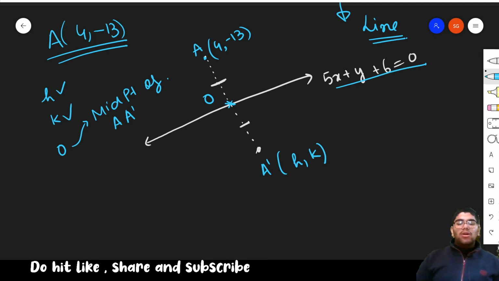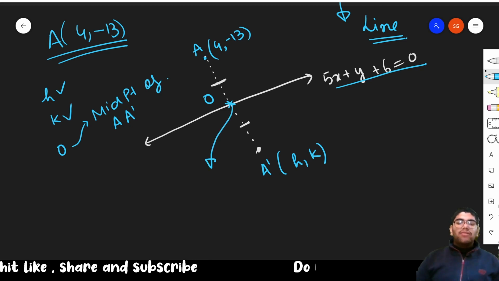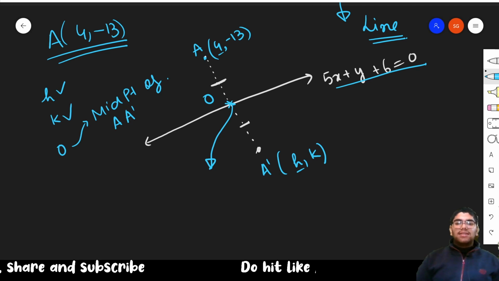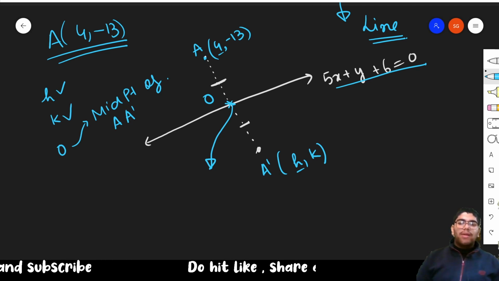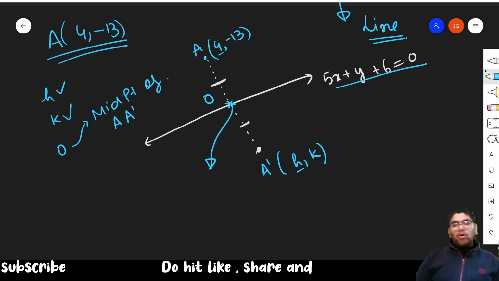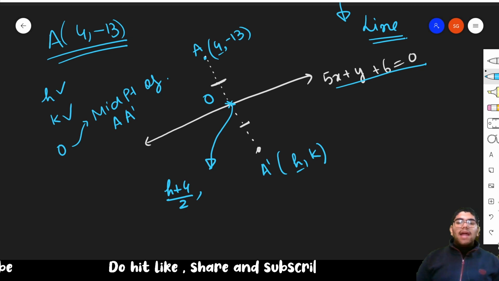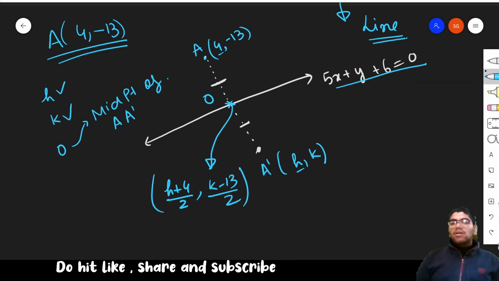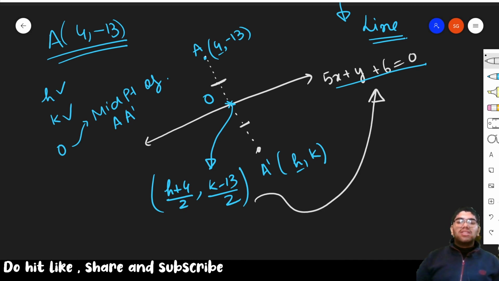And of course the logic is straightforward, we will apply the midpoint formula. तो मिड पॉइंट फॉर्मूला क्या कहता है कि हम क्या करेंगे, देखो x को x से जोड़ के डिवाइड बाय 2 और y को y से जोड़ के डिवाइड बाय 2. So the coordinates of point O will be simply h plus 4 by 2 and the coordinate will be k minus 13 by 2. Now the fascinating thing about this is that this actually lies on this line.